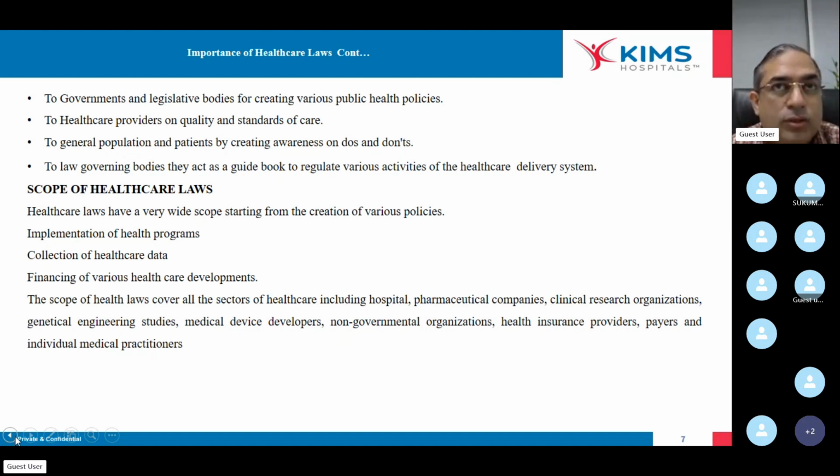It will apply to the financing of healthcare development in the state or in the private sector. It will also apply to medical device, genetic engineering, clinical research. All these things will be governed by the healthcare laws of the country or the state.